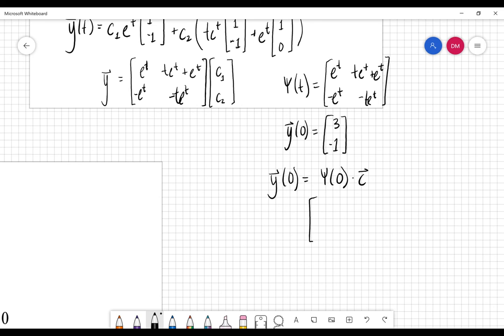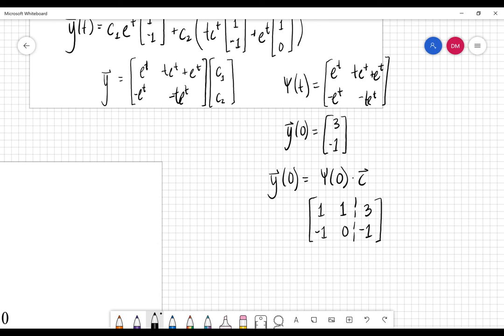So psi of 0 will look like 1, 0 plus 1. So let's simplify that. Negative 1 and then 0. And then I'm going to augment that with 3, negative 1. And we're going to do some row operations here.